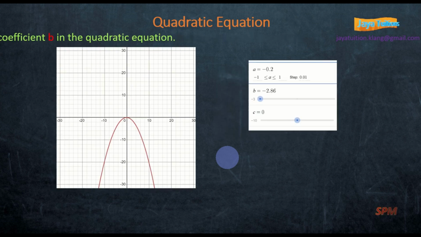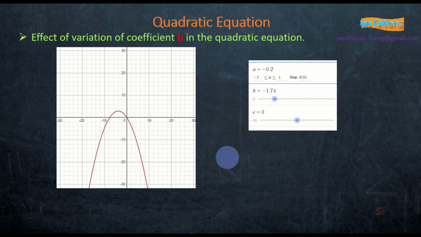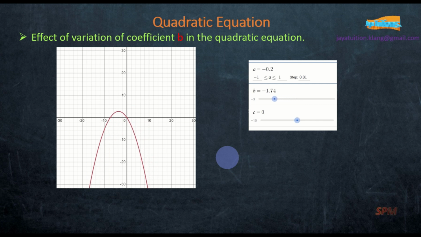Let us see the variation of b, but here you have to keep in mind that a is negative. The graph is opening in the downward direction. So as b increases more and more positive, it shifts towards the positive x direction.